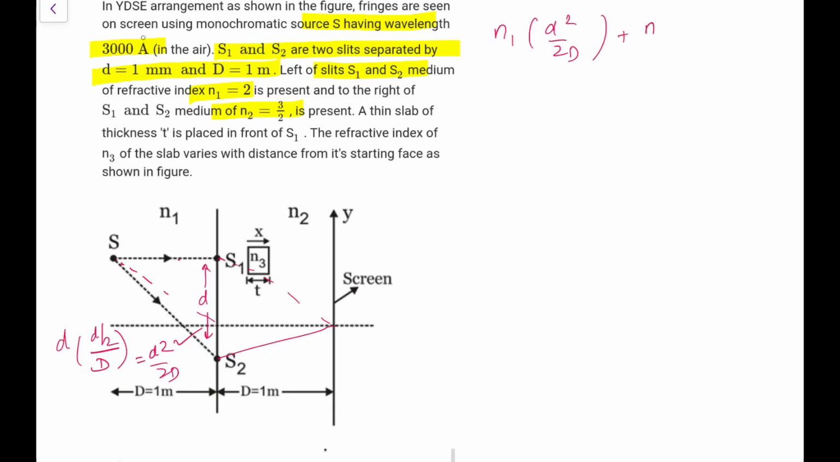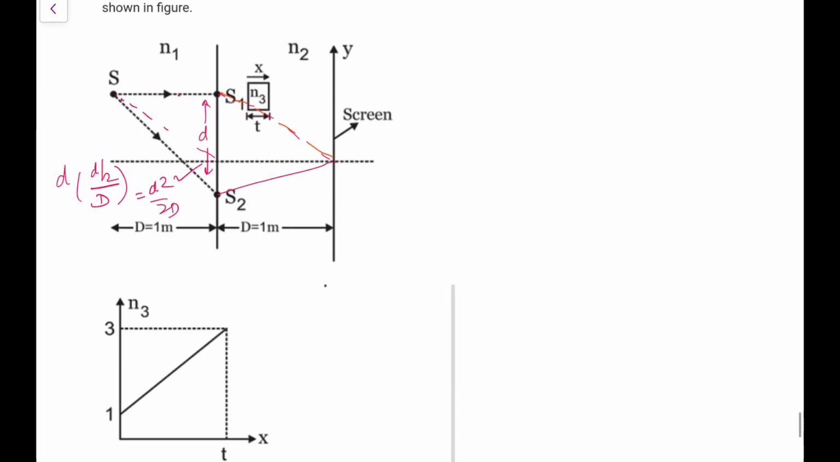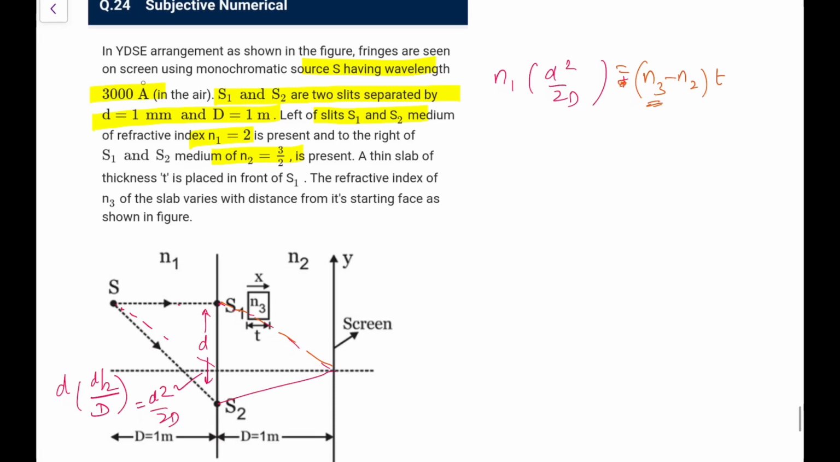That would be what I can write, n3 by n2 minus 1. I should write it completely. This will travel the distance, whatever be the distance, it would be n2 plus n3. The additional distance that it will be traveling is n3 minus n2 into t. That is the additional path difference, and that should be equal to that one. So n3 minus n2 into t, that we will get. But now the problem is n3 is not uniform, but because it is varying linearly, I can take the average value. The average value will suffice for us.